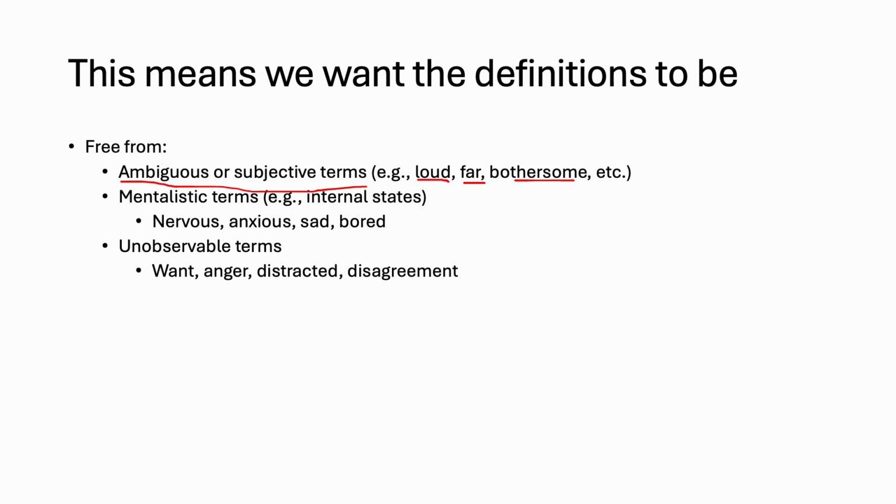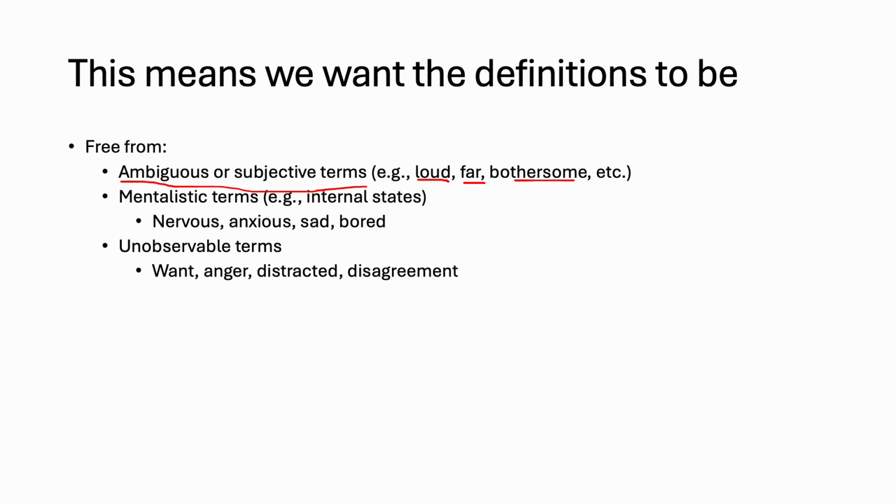And so when we include subjective terms or ambiguous terms in our definition, it makes it very difficult for multiple observers to collect accurate data on the same behavior, and also for the intervention to be implemented consistently. So then we should also avoid including mentalistic terms in our definition. Mentalistic terms refer to internal states or to feelings, for example. So don't include anything that makes mention of feeling nervous, feeling anxious.